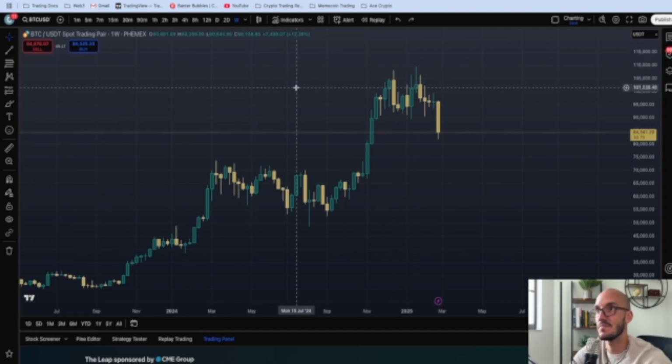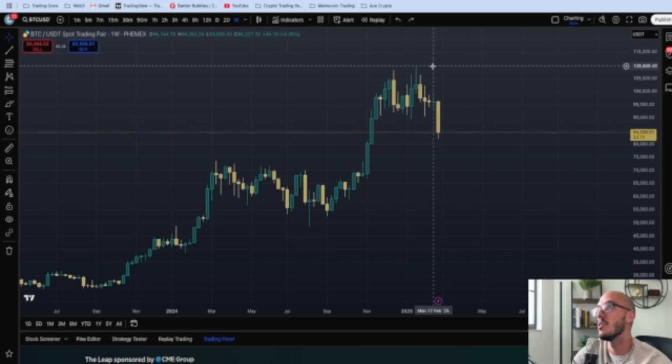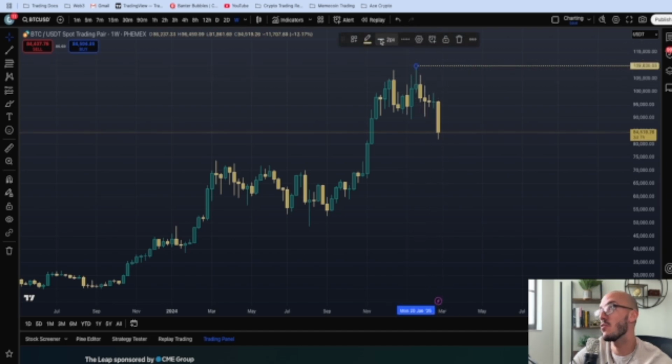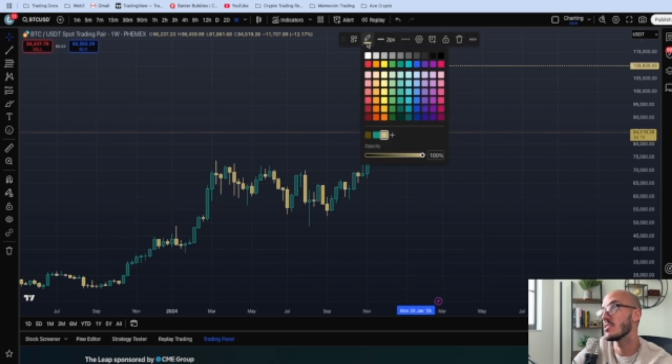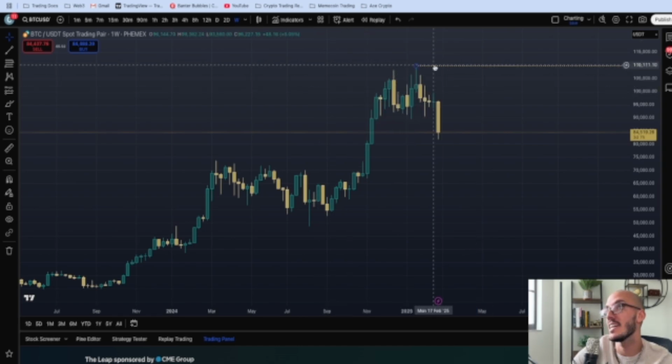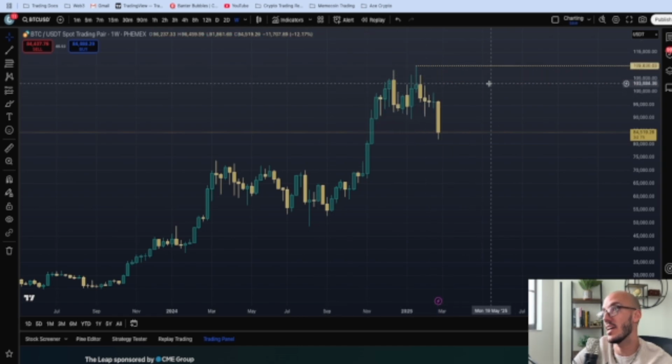In this particular case, when I'm drawing my resistance line right here, I'm going to do a ray. So I'm going to do option J, and that will give me a ray. I like to do my rays, and you can format your lines here. You can change it from a solid line to a dashed line to a dotted line. You can change the color over here. I like to do a dotted line.